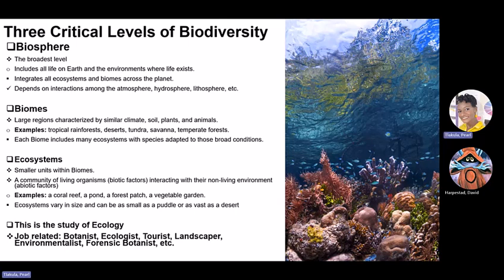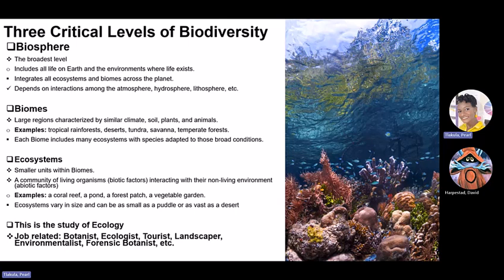The second level of biodiversity is what we call biomes. These are large regions characterized by similar climate, soil, plants, and animals. Examples would be tropical rainforest, desert, tundra, savanna, temperate forests, and grasslands. Each biome includes many ecosystems with species adapted to those broader conditions.